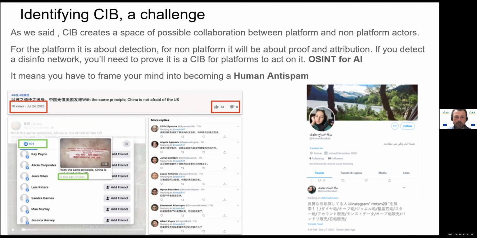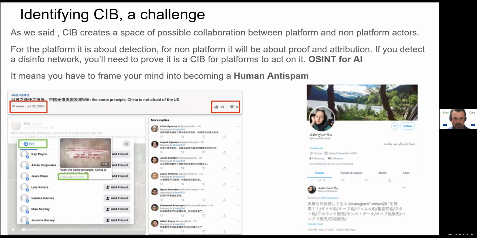For the platforms, it will be a bit different. It will be about whether an AI is able to find the proof. So to have a kind of collaboration and to do something that can be done, one has to become a kind of human anti-spam.